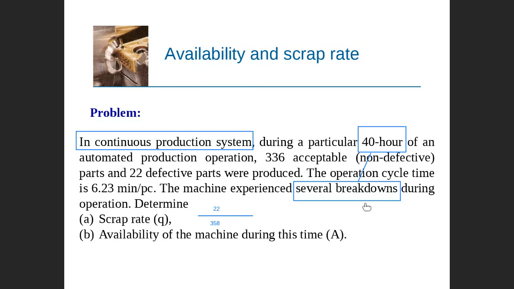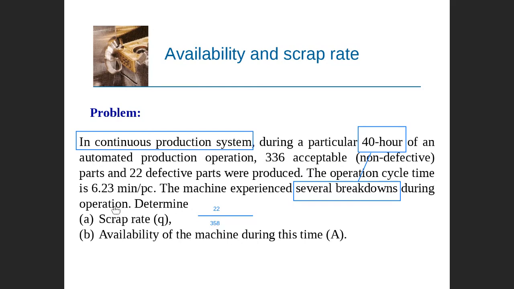طب هو قال لي ايه, what is given: operation cycle time. هو اداني السايكل تايم. السايكل تايم قد ايه يا شباب؟ 6.23 minutes for one piece. يعني ده الوقت need to machine one part, 6 minutes to machine one part. طب احنا عندنا كام بارت؟ احنا عندنا 358. If you multiply this time by 358, it gives you the machining time.